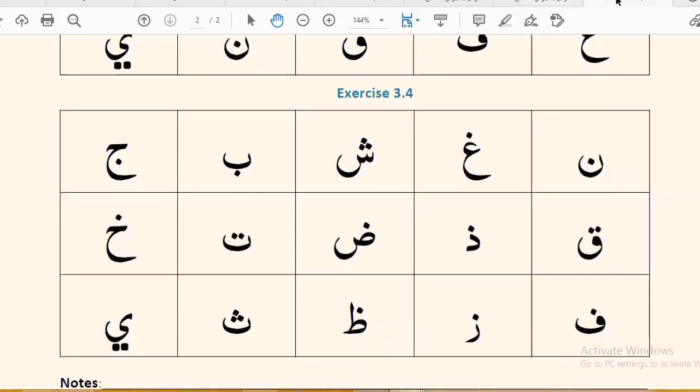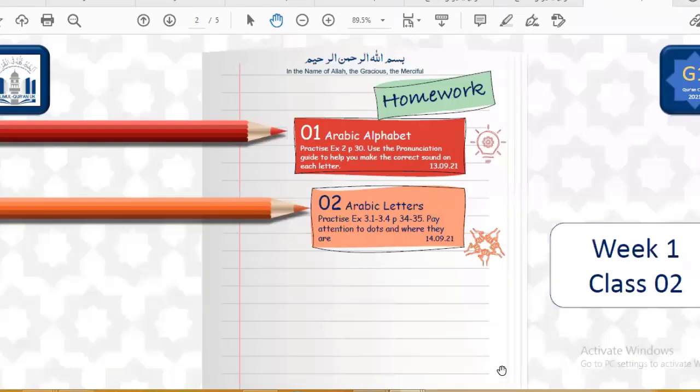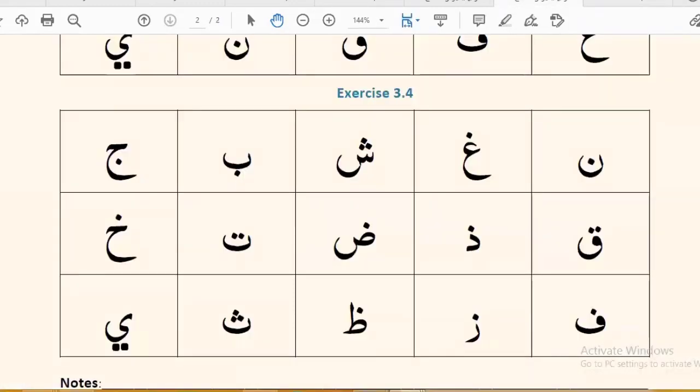So for that, I'm going to set you your homework for today. Your homework for today is to focus on Arabic letters. Your homework is to practice exercise 3.1, 3.2, 3.3, and 3.4, which can be found on page 34 to 35 in the Talimul-Quran book. So let me just show you that exercise once again.